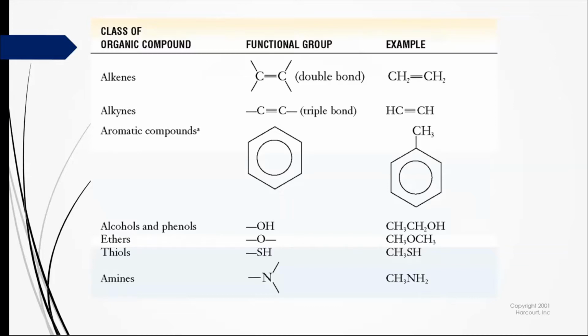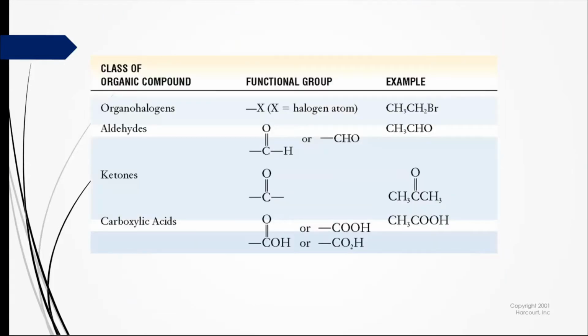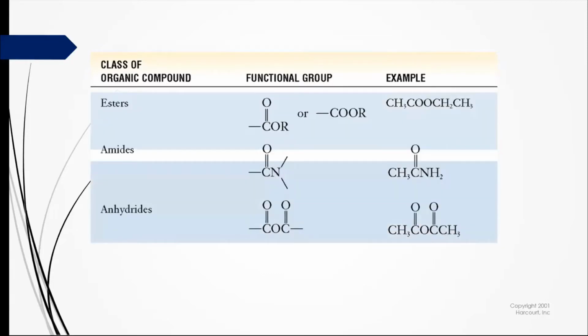So we have things like the alkenes and the alkynes. We have our aromatic compounds. We have alcohols, ethers, thiols, amines. And then we get into the halogens, the aldehydes, the ketones, the carboxylic acids, esters, amides, and anhydrides. So there's kind of a lot going on there, but it's okay. We're going to get to all of them.